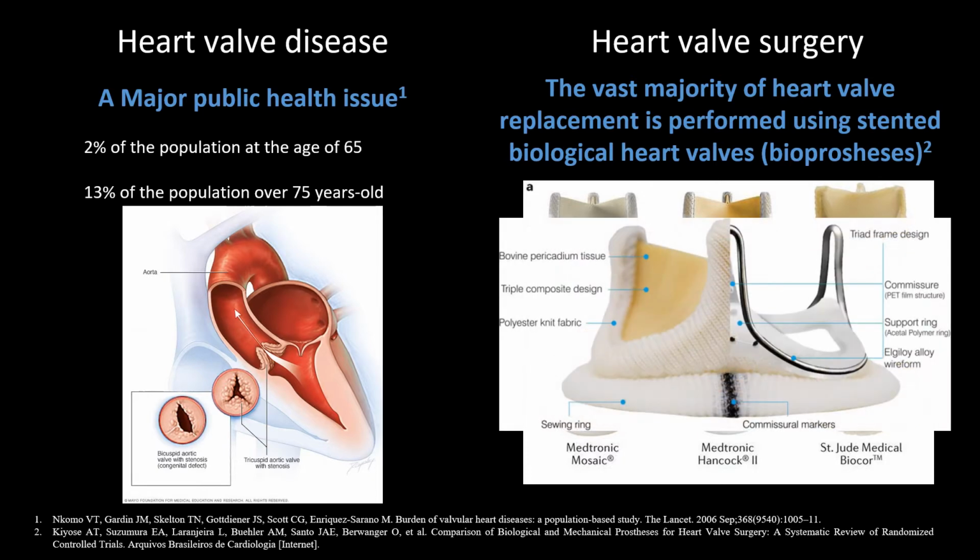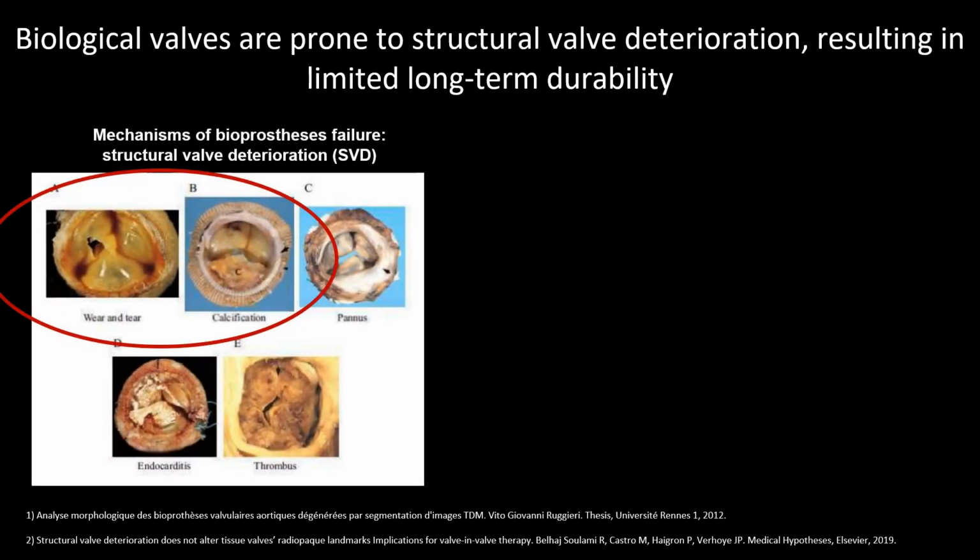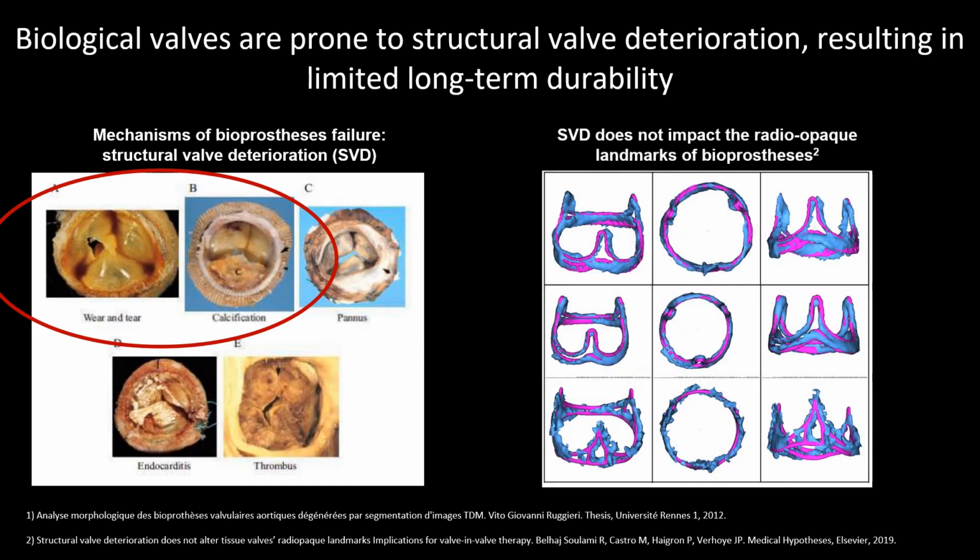Regardless of their brand, all stented bioprostheses are built around biological leaflets, a supporting stent, and a sewing ring. The major trade-off of bioprosthesis is their limited durability, due to what is called structural valve deterioration, or SVD. It occurs over time, mainly through wear and tear or calcification of the leaflets, or both, leading to the dysfunction of the valve. However, as we have demonstrated, SVD does not alter the stent and the radio-opaque landmarks of bioprosthesis.